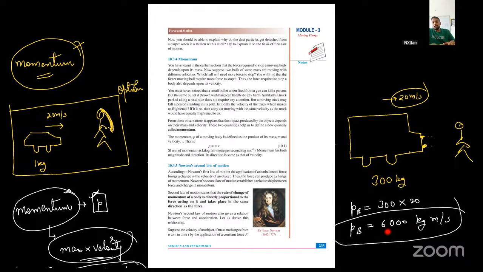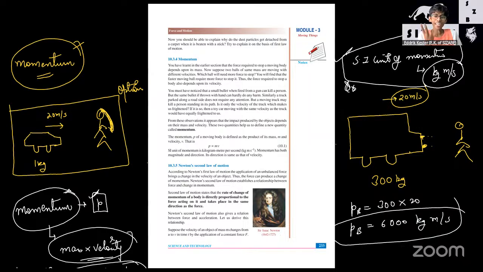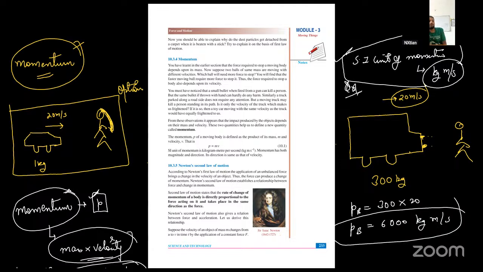Yes, sir. Momentum is basically the product of mass and velocity, and the SI unit of momentum is kg meter per second. That means it's kg into meter per second, or kg meter upon second. Quickly write it down. I'm giving you 2 minutes. Till then I will go and fill my water bottle.